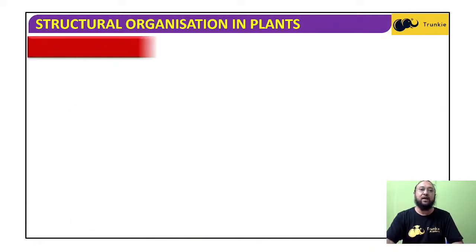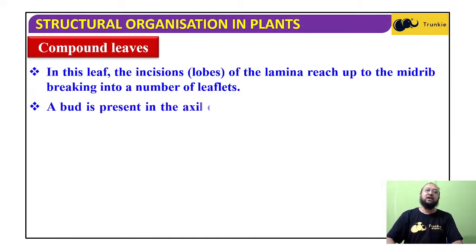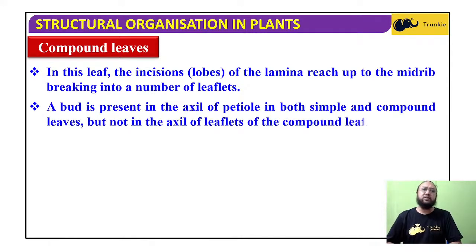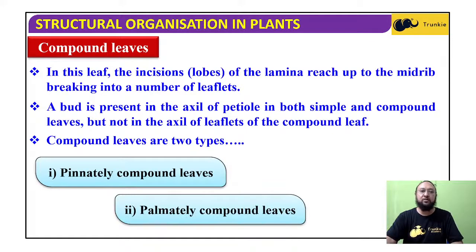In case of a compound leaf, the incision lobes of the lamina reach up to the midrib, breaking into a number of leaflets. So the lamina is divided into a number of leaflets by incision. A bud is present in the axil of the petiole in both simple and compound leaves, but not in the axil of leaflets of the compound leaf. Now the compound leaves are of two types: pinnately compound leaves and palmately compound leaves.